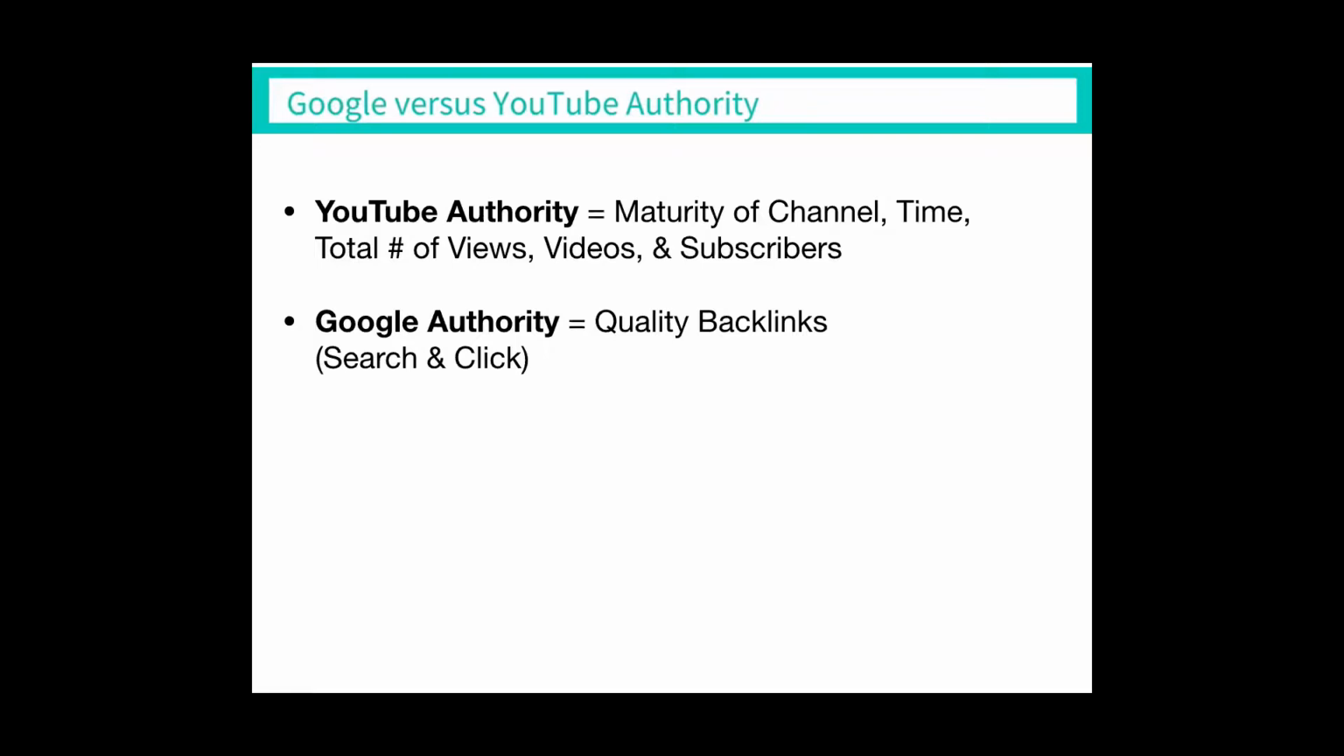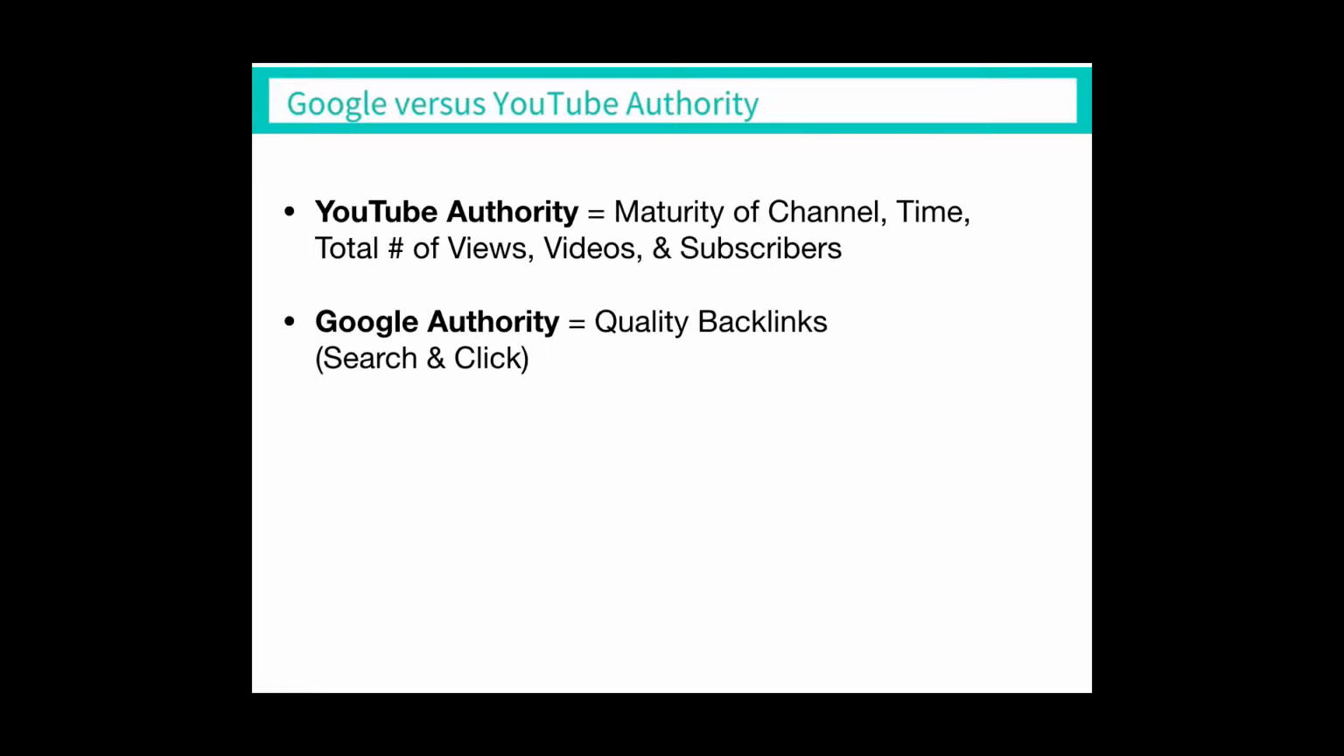Okay, how many subscribers do you have? How many views? They look at your total number of views. Do you have 1 view? Do you have hundreds of views, thousands of views? How many videos you have, subscribers, all of that, okay? So that's YouTube authority. Now, Google authority is completely different.